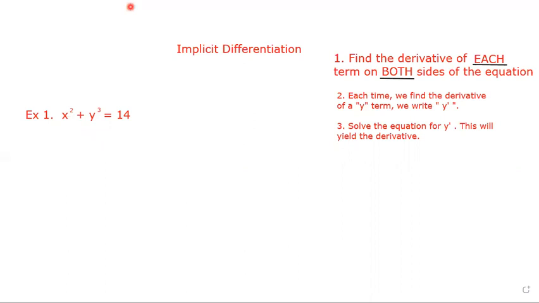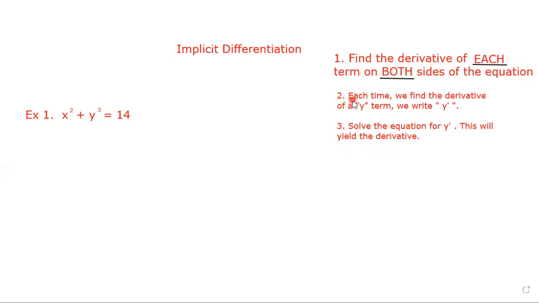So the first thing we want to do is make sure that we follow our rules and stay disciplined with our rules. We want to find the derivative of each term, on each term on both sides of the equation. That's going to be very important. We're going to go term by term and find the derivative on both sides of the equation.